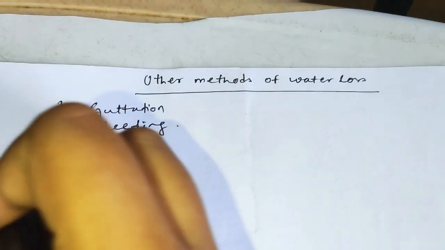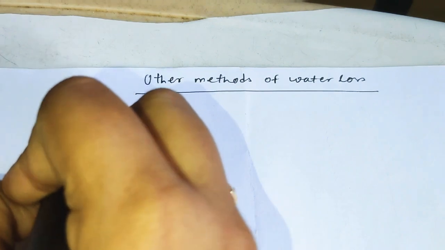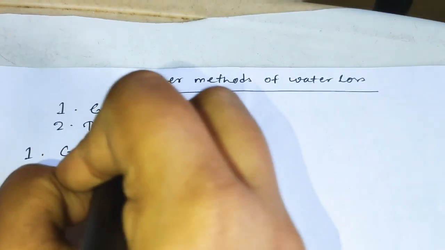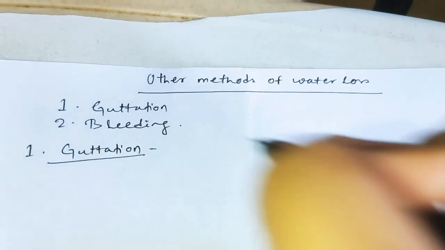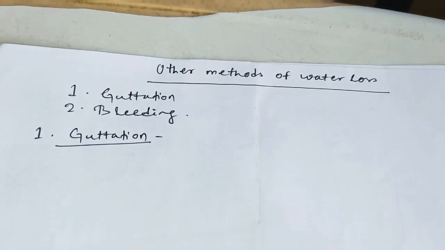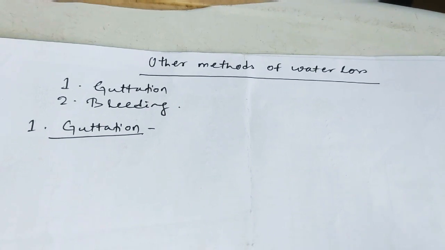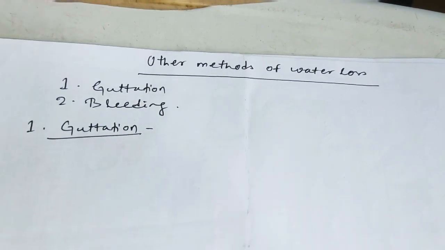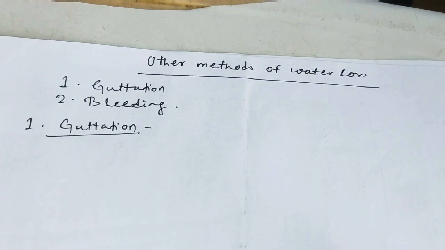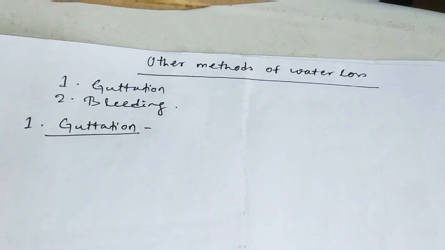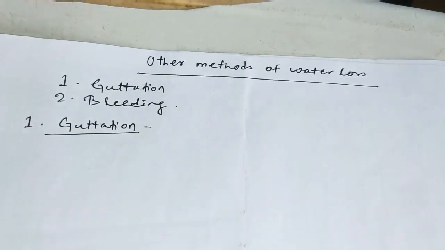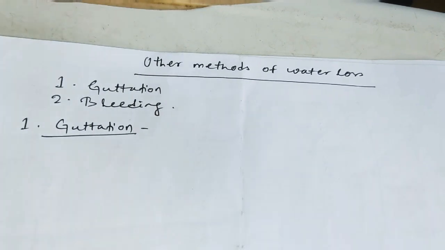So let's come to guttation. What is guttation? Through guttation also, water is lost. In guttation, the water loss occurs in the form of water drops. From which part of the leaf? Hydatoids. Hydatoids are the pores which are mainly found at the margin of the leaf.